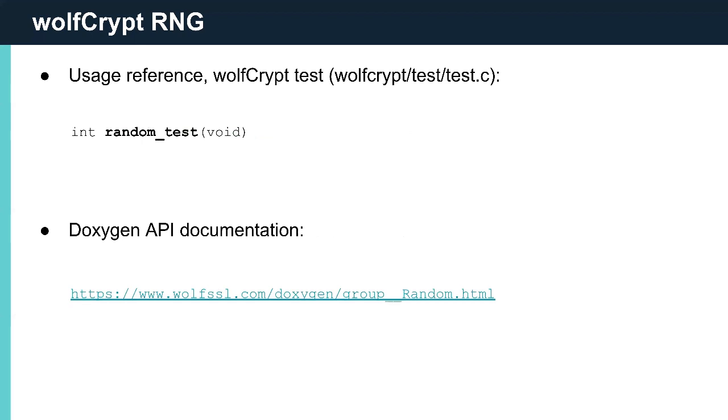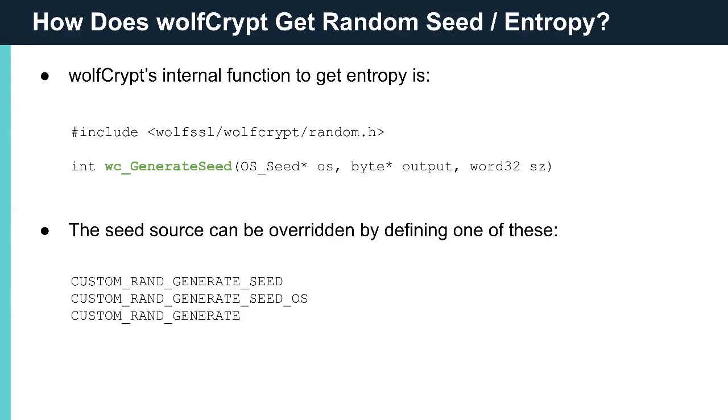wolfCrypt test does have a random test function you can use as a reference of API usage. And we also have our Doxygen API documentation around our RNG. If you're interested in how our PRNG is seeded, internally we call a function called wc_GenerateSeed, which is responsible for going to the system and getting entropy. How it does that is variable between what system you're running on.